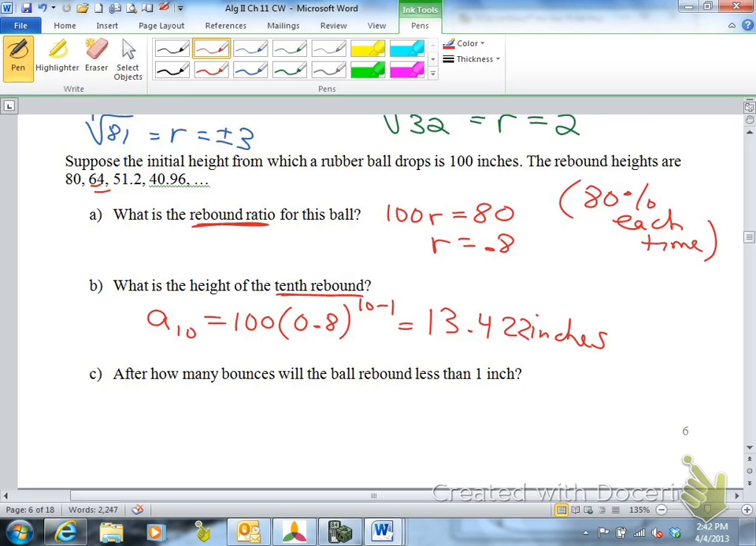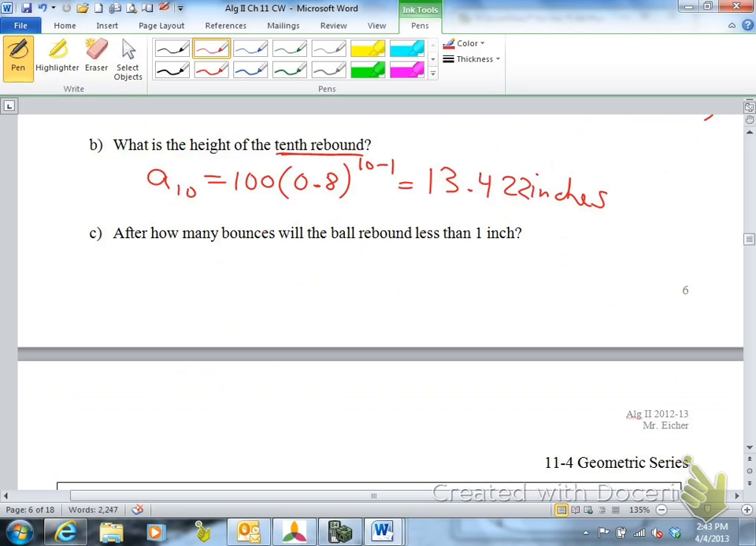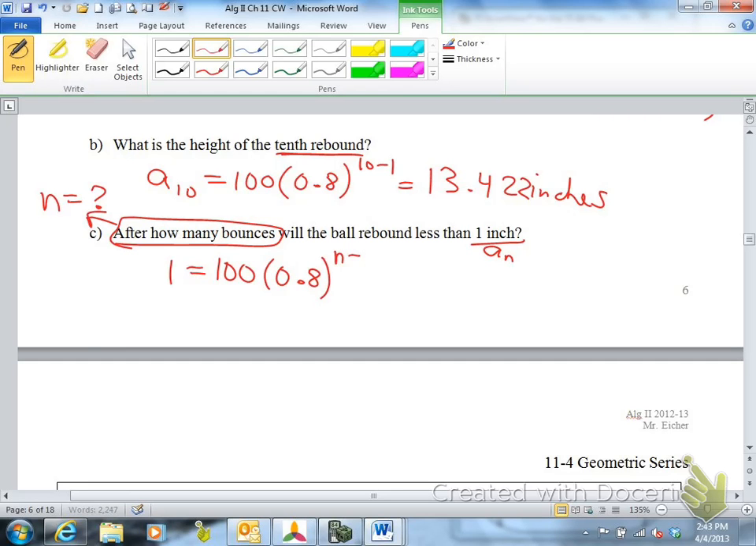After how many bounces will the ball rebound less than 1 inch? So notice this question is different. After how many bounces? That is solving for n. How many terms are in the sequence? 1 inch would be your last term. So you have 1 equals the first term, first bounce, or first height was 100. Your r is still 80%, raised to the n minus 1.